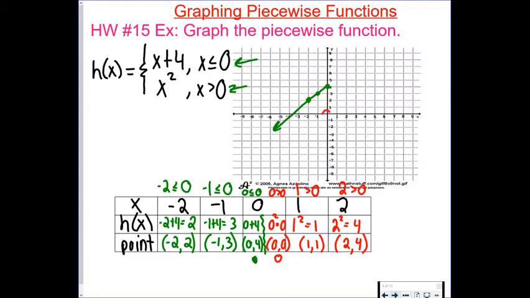Let's go do the other one. 0, 0 was an open dot because it wasn't equal to 0 in that function. 1, 1 is the second ordered pair. And 2, 4. All of those values came from this equation where x was greater than 0. So that's why x squared is in use. So I'm going to connect my dots together and go off to the right.